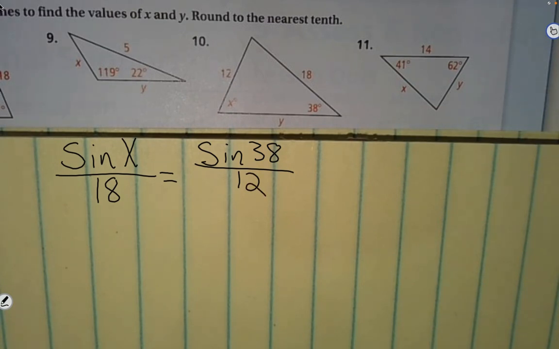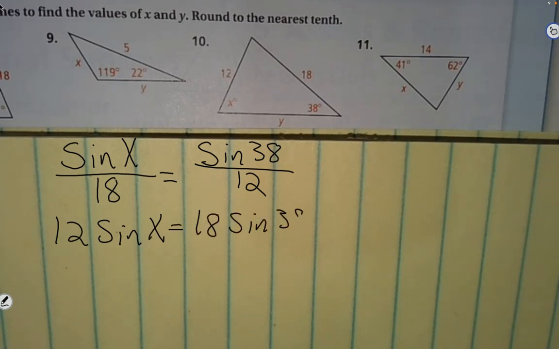Okay. 67.4. So did you do this right here? You divided this or what, or did you cross multiply? Oh, I did this. 67.4 is what I got. Oh, we are doing easier. What did you say? Cross multiply. So I get 12 sine of x equals 18 sine of 38. And then what do I do? You do 18 times 38 divided by 12.